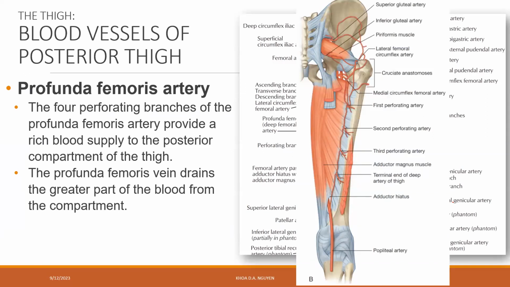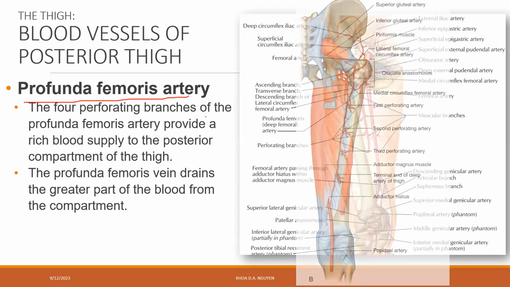What artery is going to supply the posterior compartment? Profunda femoris again. Why? Because this is the main artery of the thigh. Remember, guys, when we talk about the femoral artery, it doesn't really do much in the thigh. It is its main branch, the profunda femoris, that supplies all of the muscles of the anterior thigh, the medial thigh, as well as the posterior thigh. So this artery is very, very important.